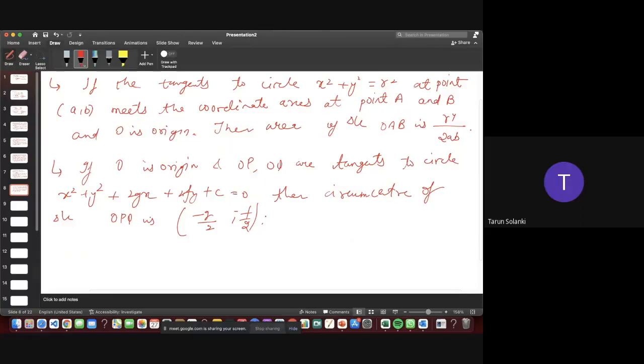Okay, so I think all of the points we have covered, right? With this, we can wind up this lecture here. Next class we'll start with solved examples for this circle part. Okay, so thank you guys.